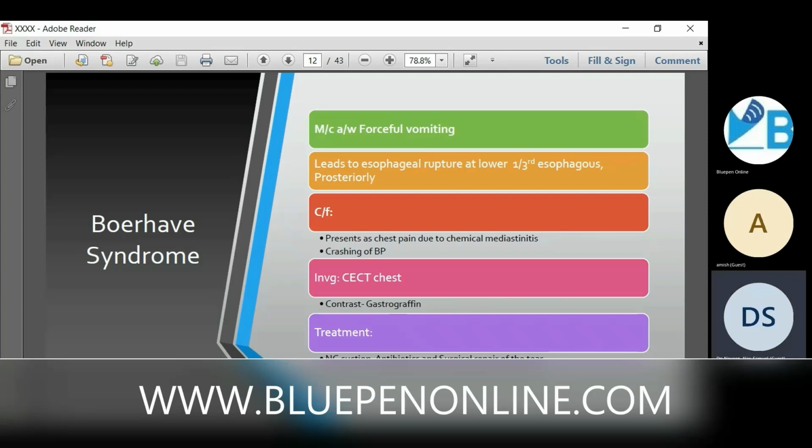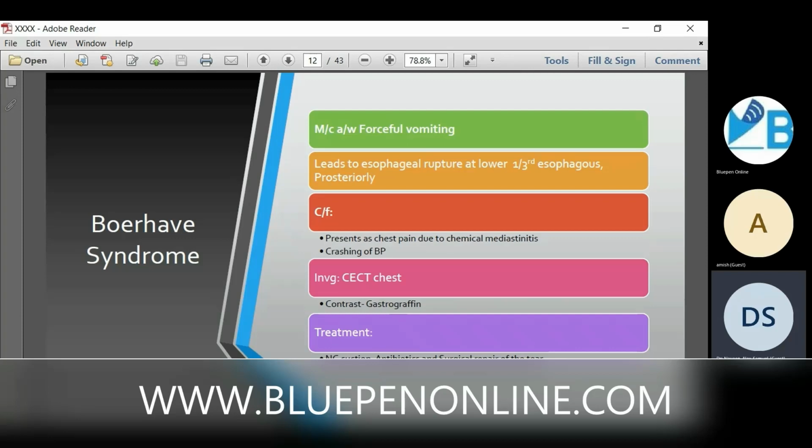So what is the investigation we have to do? Since there is a tear, you can't do endoscopy. If you do endoscopy, what will happen? The endoscopic tube will go into the tear and cause more tear. So we can't do endoscopy. What is the next option to see? It is CECT chest, that is contrast enhanced CT scan. And the contrast used is gastrografin. Remember that. They might ask you in viva what is the contrast most commonly used in contrast enhanced CT. It is mostly gastrografin.